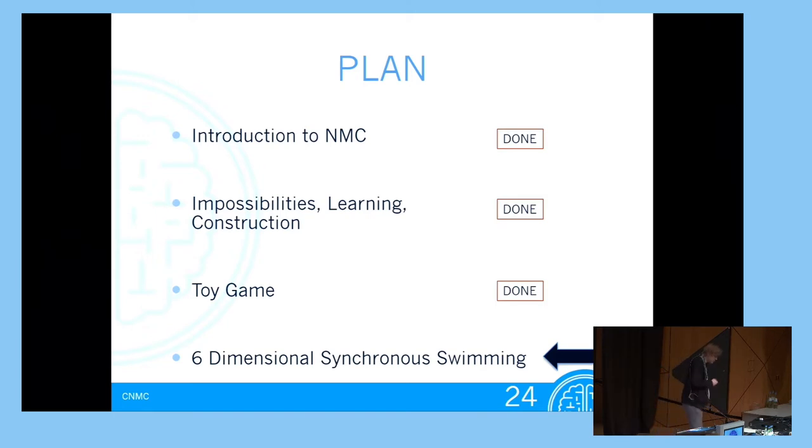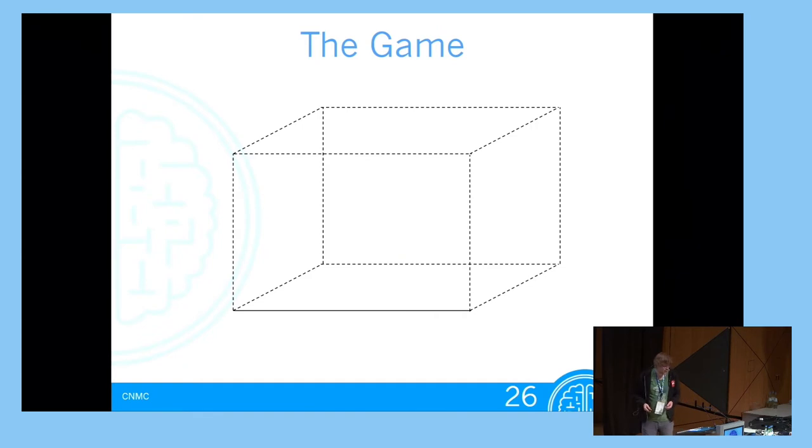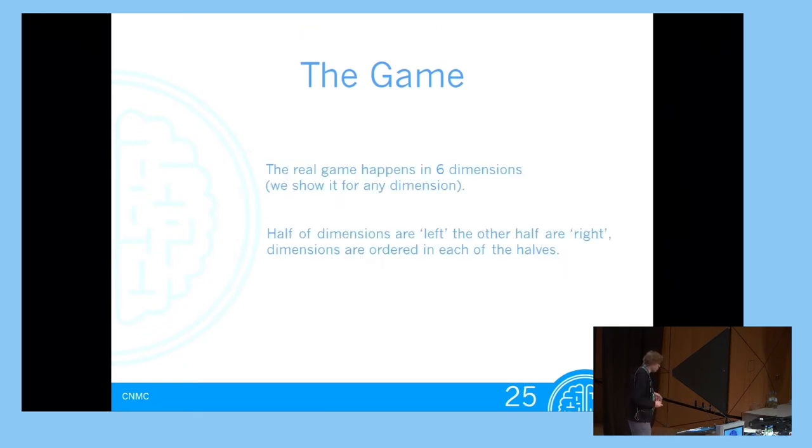So now to the real game. The real game is somewhat a little bit more complicated. It's not played in a square, it's played in a six-dimensional cuboid, although we show it in any number of dimensions. And with those six dimensions, they're split into groups. Three dimensions are, say, left, three dimensions are right, and all the dimensions are ordered, right?